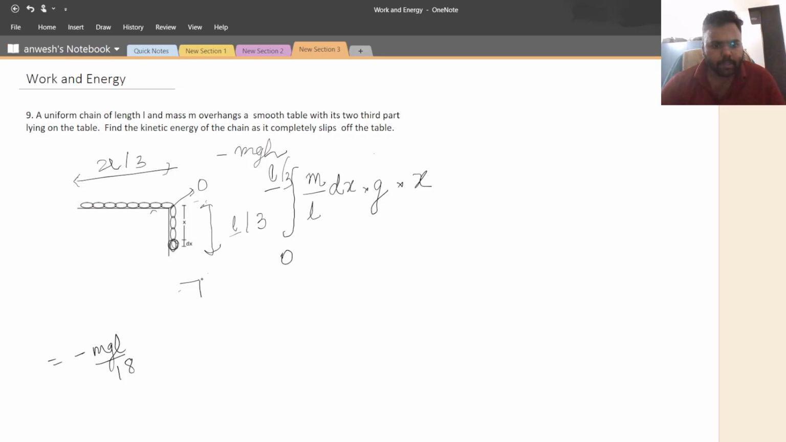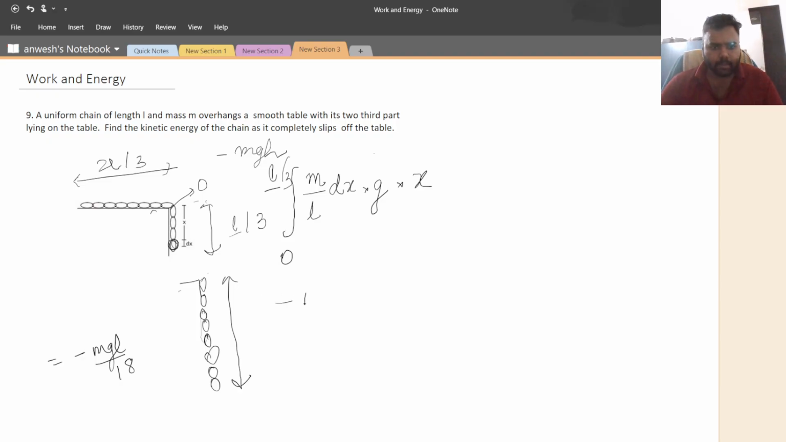When the entire chain has fallen, what is the potential energy of the entire chain? That we have to calculate. The difference in these two potential energies will give us the kinetic energy.